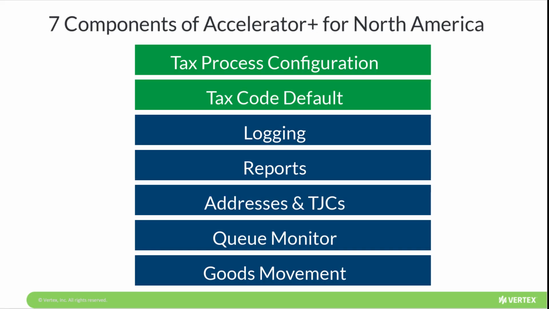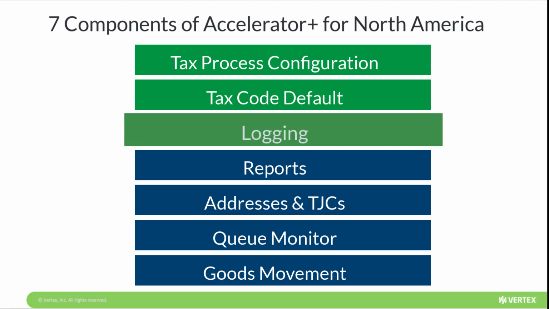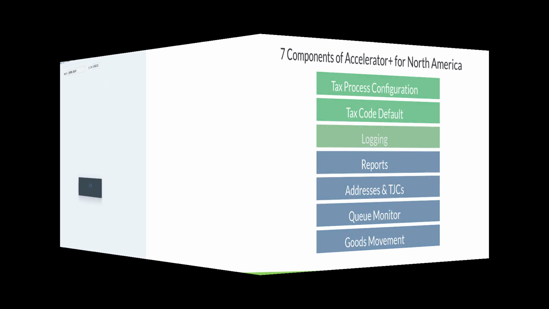Okay. So we just covered the 2 initial setup tools you'll use to trigger the call to Vertex and pass the right data for the tax calculation. Now let's take a look at the tax detail and logging provided by Accelerator Plus so you can see into the Vertex tax calculation right from your SAP screens.